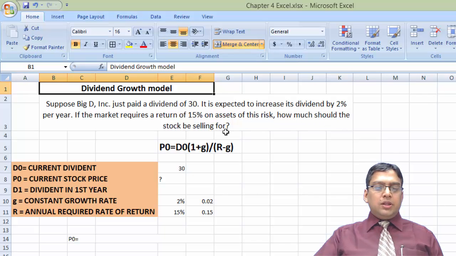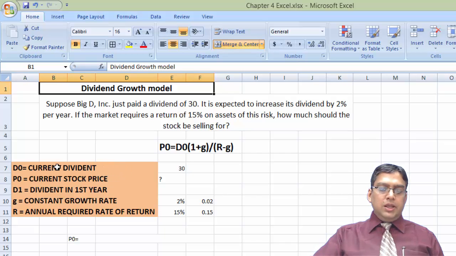Here there are various concepts used in the formula, that is P0 equals D0 bracket start 1 plus G bracket close divided by bracket start R minus G bracket close. P0 means current stock price, D0 means current dividend, G means constant growth rate, R means annual required rate of return, and P0 we can calculate, that is the current stock price.